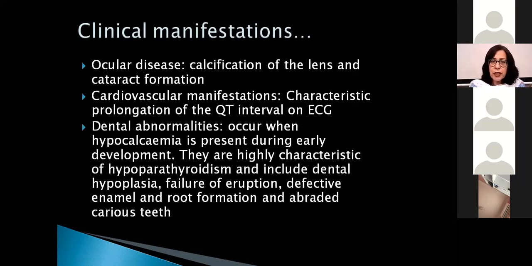There is calcification of the lens and cataract formation. Cardiovascular manifestations include characteristic prolongation of the QT interval on the ECG. Dental abnormalities: if there is hypocalcemia during the development of the teeth, there can be dental hypoplasia, failure of eruption, defective enamel, root formation, and abraded carious teeth.